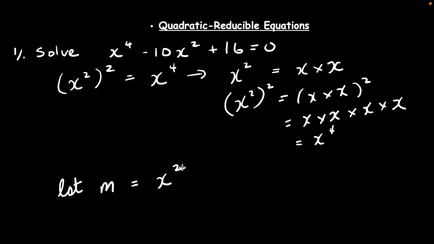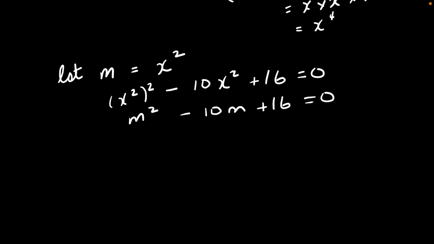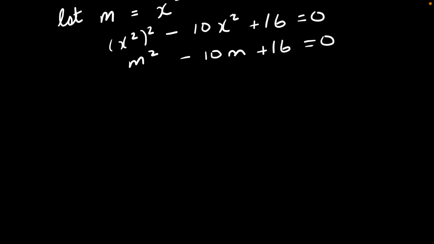Now, what's the significance of that to us? Well, if m is x squared, then this equation, where we had x squared squared, x to the fourth, minus 10 x squared plus 16 is equal to 0, becomes m squared minus 10m plus 16 equals 0. I know it's in our wheelhouse, right? We've made that substitution there. I know we can get to work. We can do our thing because we're comfortable with our quadratics.